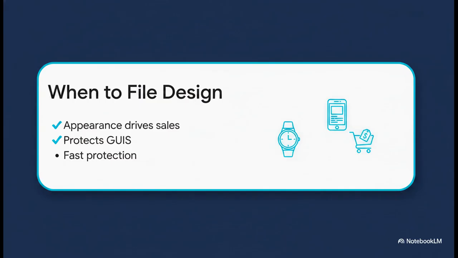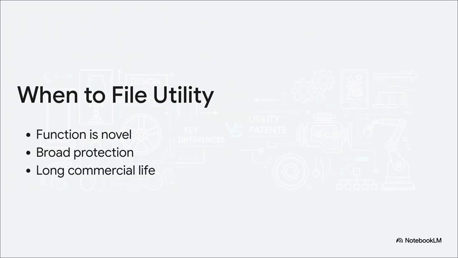It's also the correct move when you need fast, affordable protection, especially if competitors are likely to just copy your product's aesthetics to steal market share without bothering to copy any underlying technology. Conversely, we recommend utility patents strictly when the function or process is your novel asset. You choose this path when you need broad protection that stops competitors regardless of what their competing product looks like.